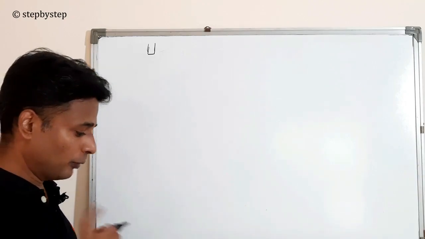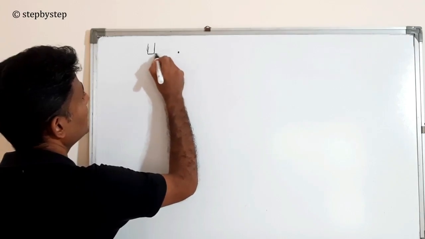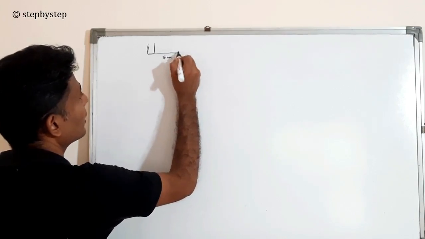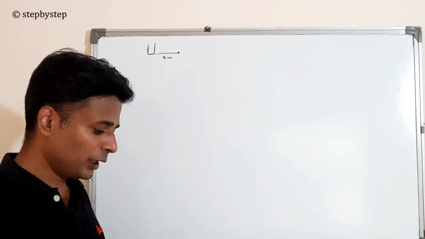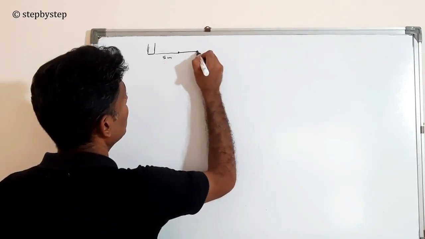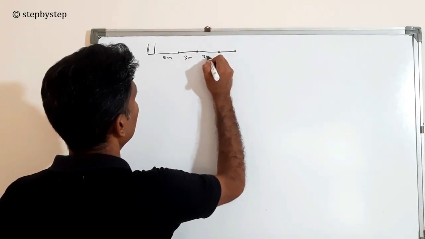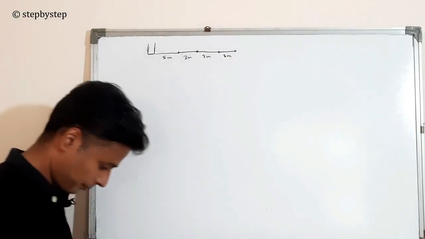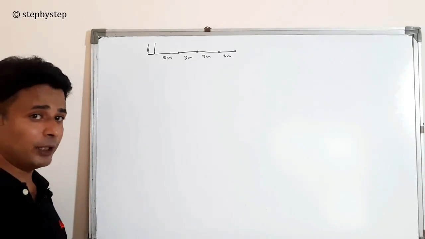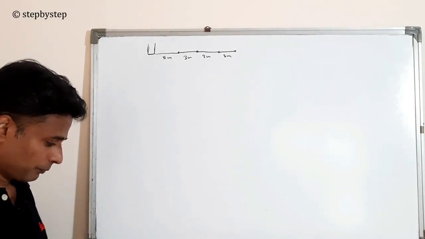Which is 5 meter from the first potato. So the first potato is here, at a distance of 5 meter. The other potatoes are placed 3 meter apart in a straight line. There are 10 potatoes in a line. So there are 10 such potatoes.